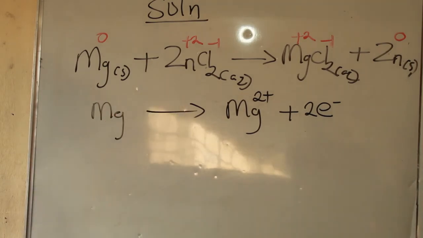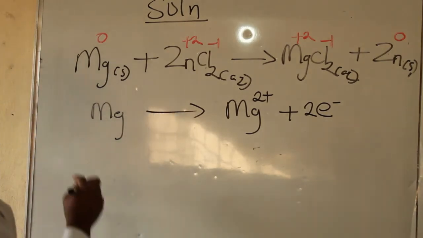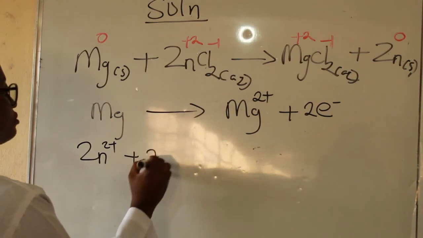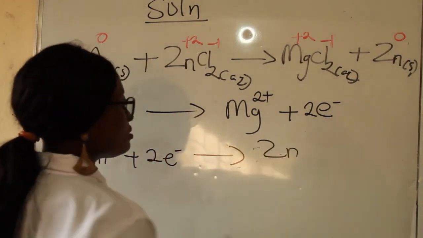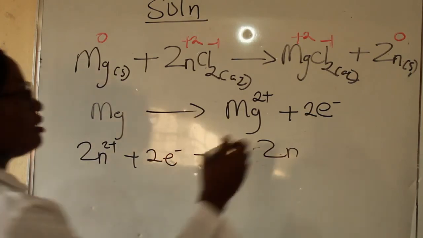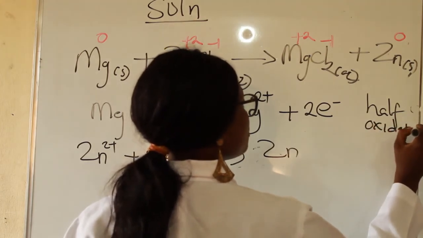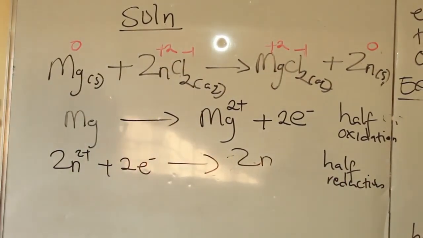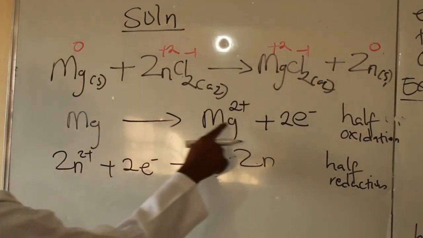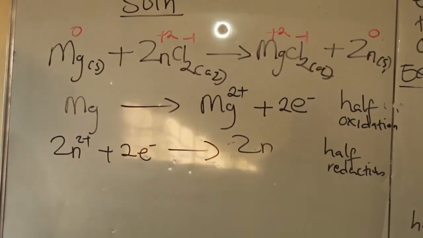Now, what happens to zinc? Of course, in a redox reaction, when you have one element giving out electrons, there should be another one receiving the electrons. Now zinc ion receives the 2 electrons from magnesium to form neutral zinc. Because this is the half oxidation reaction, then this is the half reduction reaction. So here you have magnesium releasing 2 electrons to form this magnesium ion, and then zinc is accepting it to form a neutral zinc.